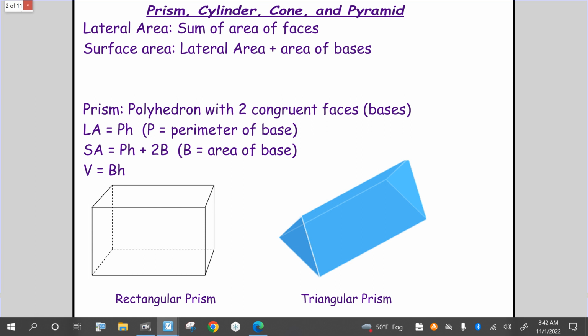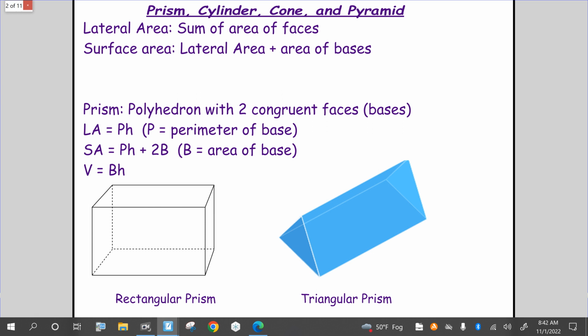That's going to help you figure out how much paint you need for the walls. So if you're ever trying to paint a room, all you have to do is find the perimeter and multiply it by the height, and you know how much paint to get. Surface area is the lateral area, which is PH, plus 2B, where B is the area of the base. Then volume is BH, where B is the area of the base times the height.